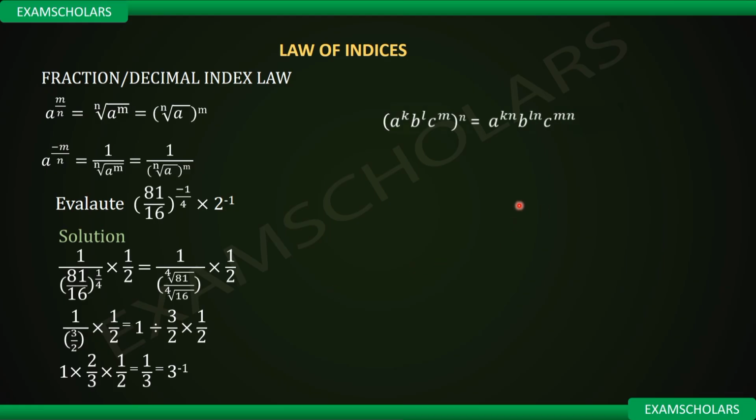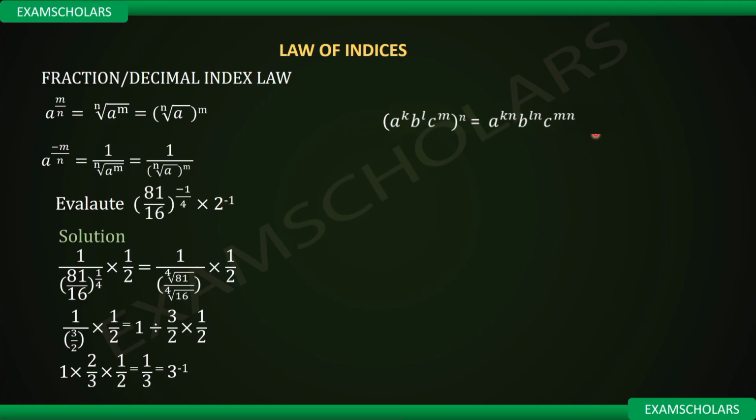And let me add a bonus. This law is actually a bonus for you guys. What if we have different things and each of them is having their own power? A raised to power k multiplied by b raised to power l and multiplied by c raised to power m, and outside the whole of everything is having power n. It's very simple. You pick this power n, you multiply it by the power inside, which means a raised to power kn, b raised to power ln, and c raised to power mn. That is the law.